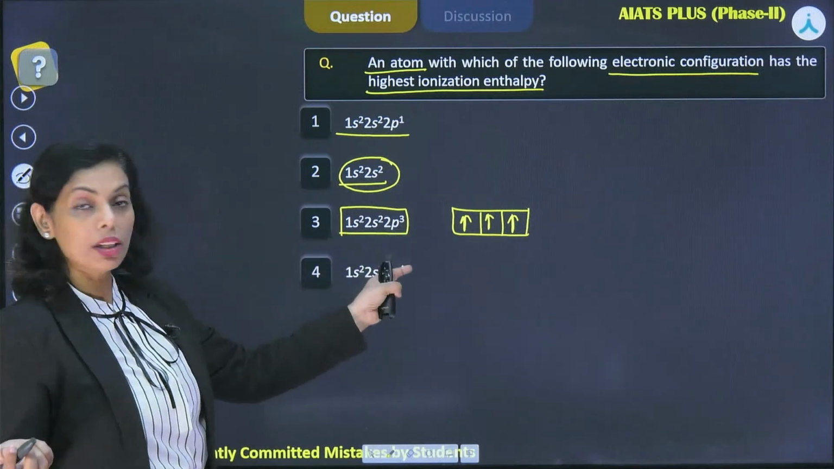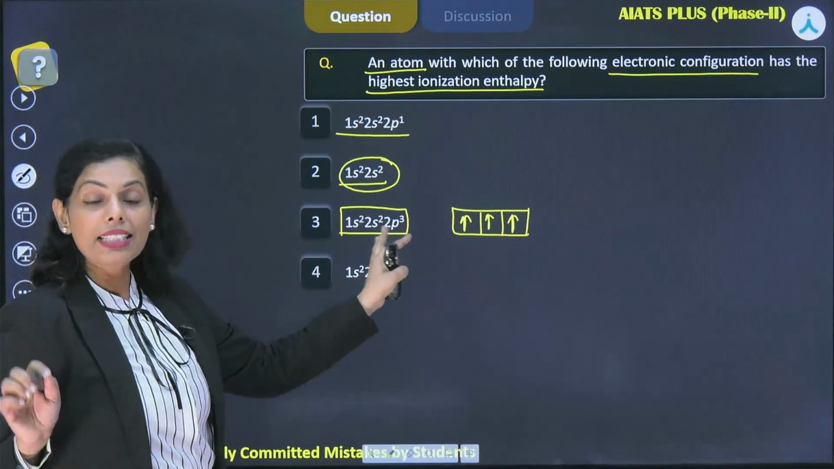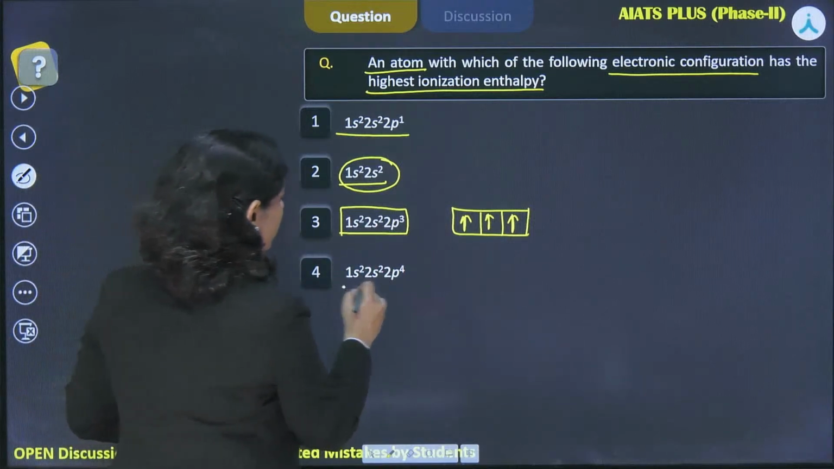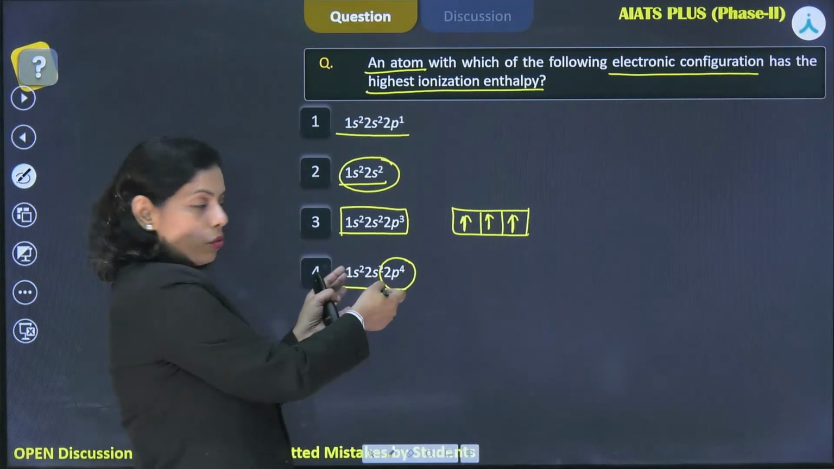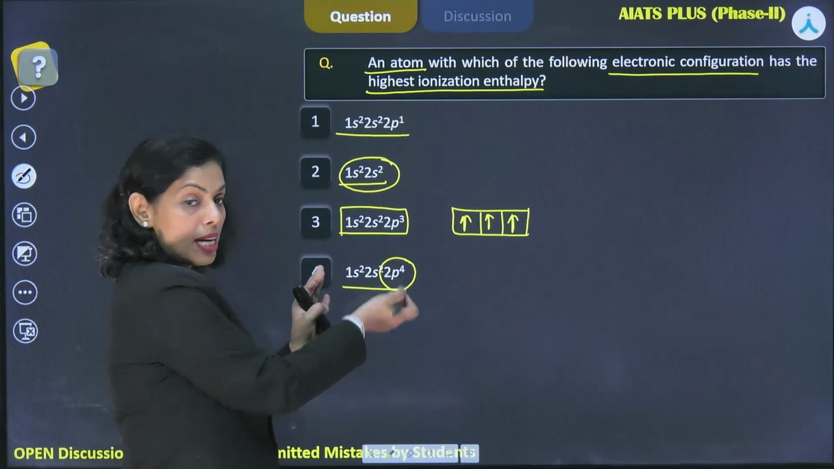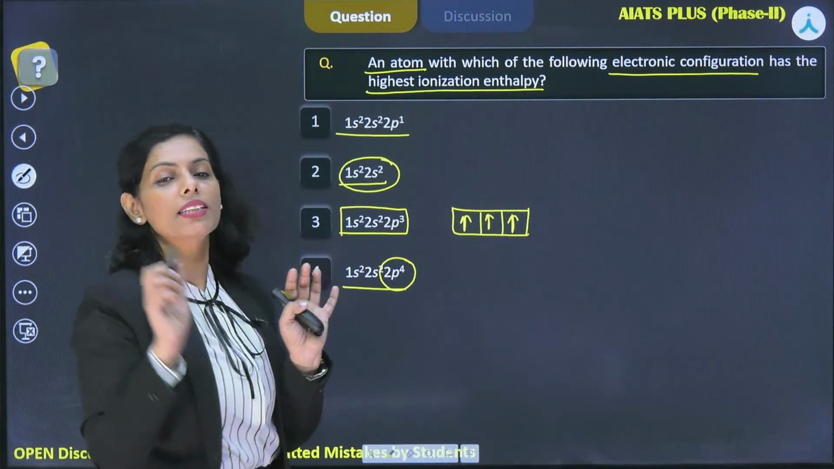If some fully filled is not there, then this would have the highest ionization enthalpy. And in the fourth option we have 2p4, right? So half filled configuration is violated, so it would not have the higher ionization enthalpy as compared to the third one. So the highest one is in the third, right?